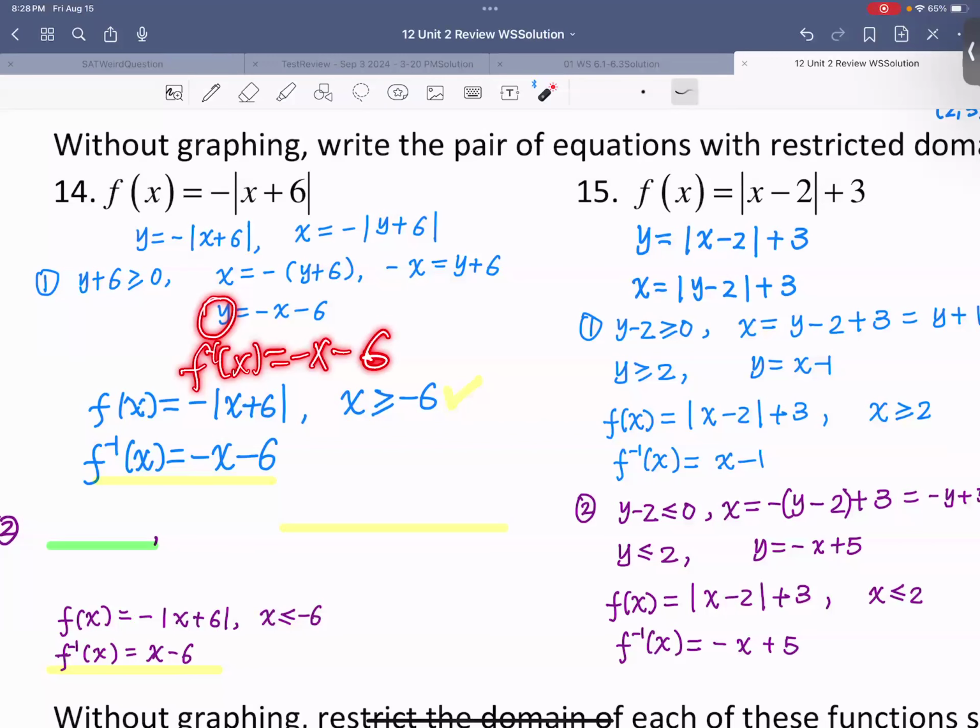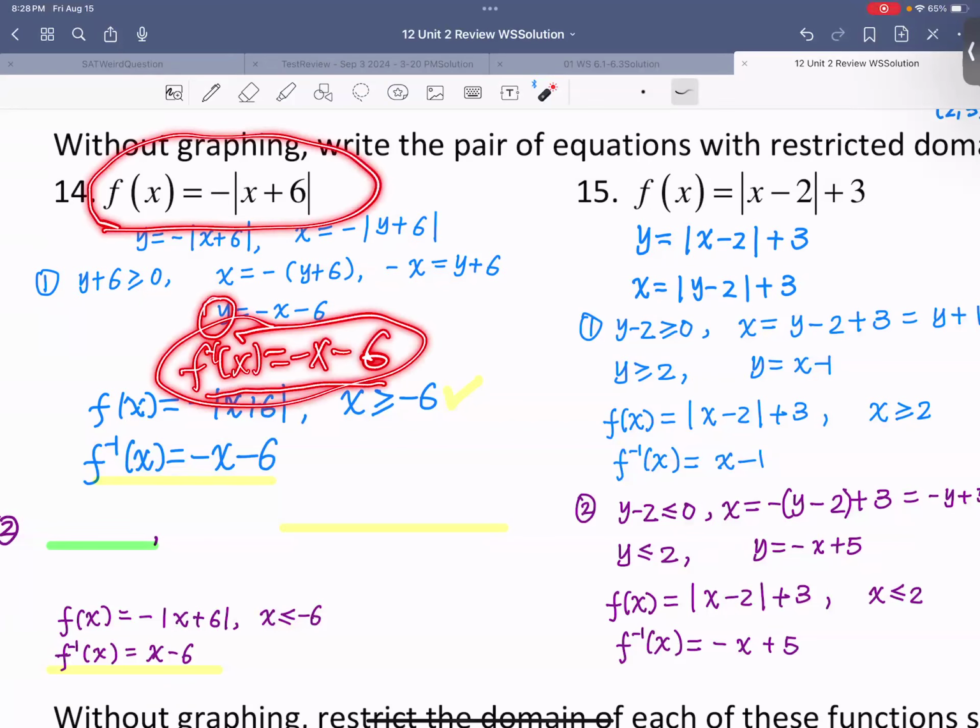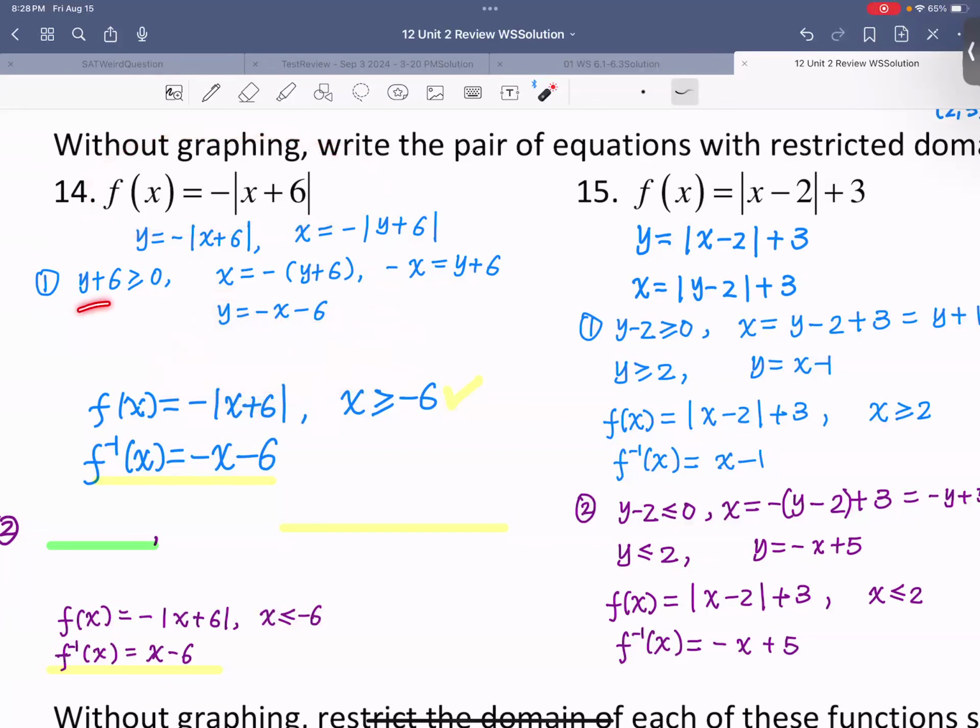But we cannot say this is the original and this is the inverse, because this is true only when y plus 6 is greater than or equal to 0. If this is not true, then this will not be true. So you don't get this result. So you have to put the restriction. So you will drag this one down here.